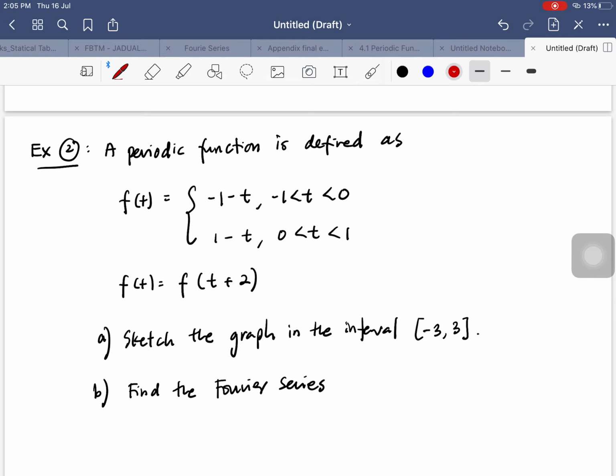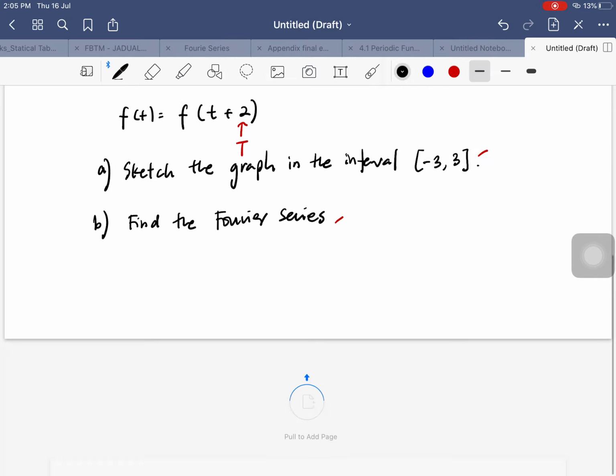So now let's have a look at the second example. I bring it up to another level. Previously we only had a function of a constant, so now we're going to start playing with a more complicated function. I have a piecewise function defined as f of t equal negative 1 minus t from negative 1 to 0, and 1 minus t from 0 until 1, and from here we know that the period is going to equal 2. First we're going to sketch the graph in the interval from negative 3 to 3 in order to identify whether it's even, odd, or neither. And then of course we're going to find the Fourier series.